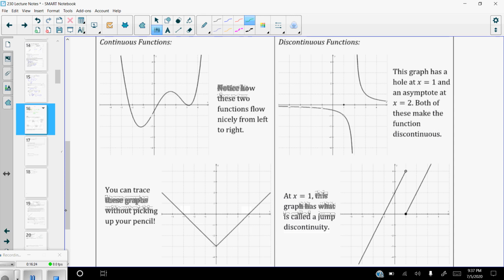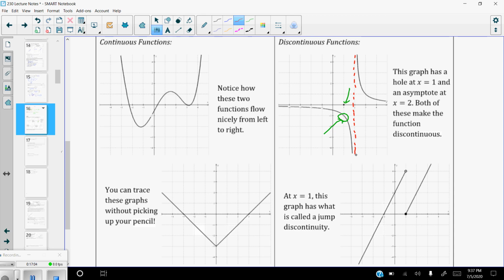At x equals 1, actually, the graph has a hole at x equals 1. Oh yeah, okay, I see it. Right there. The graph has a hole there. It actually does have a value. The value is right here, but you can see that there's a hole in the graph right there. And it also has what is called a vertical asymptote at x equals 2 right here, which completely separates the graph. So in this case, it actually has two different types of discontinuities.